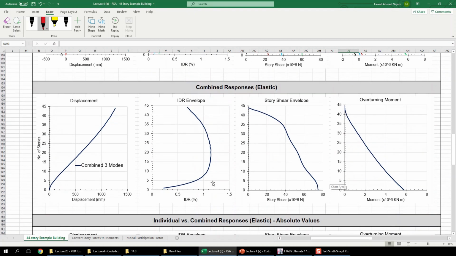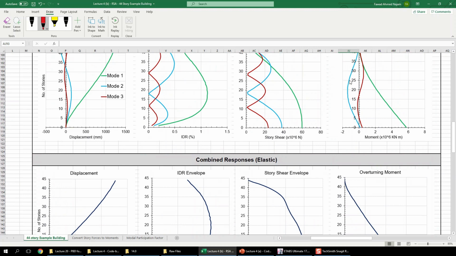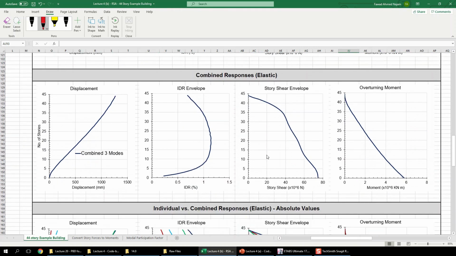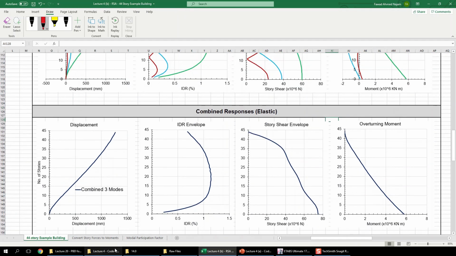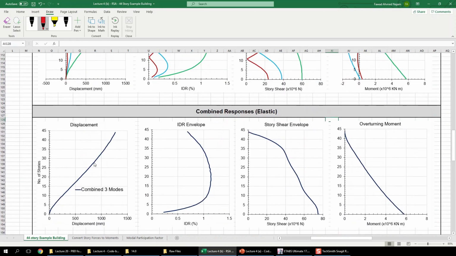So here I am showing the combined responses. So I SRSS them, so all the negative values, if any, will become positive, and we will get these 4 total responses, combined responses. ETABS will only give you these responses. So you can see here, this is the combined displacement, and it is more than the first mode because second and third mode are also adding statistically using SRSS in that displacement. Same is for IDR, shear, story envelope, and the overturning moment also.